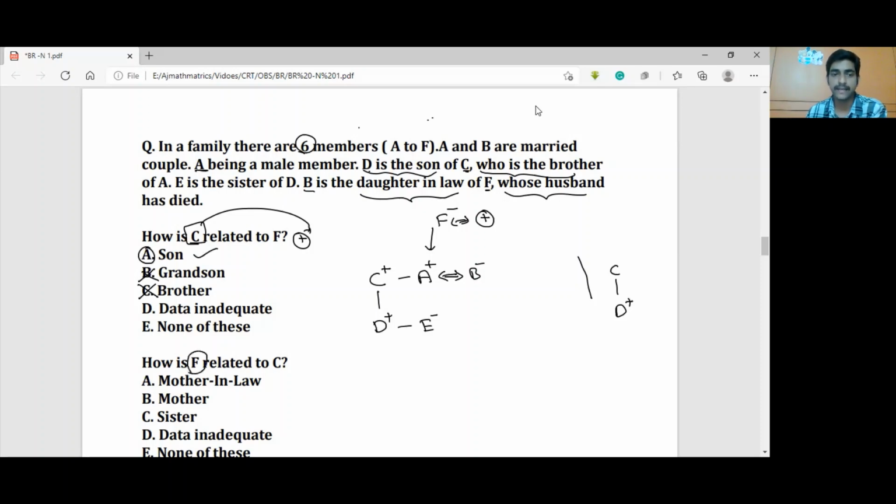Next, how is F related to C? This question depends on the gender of F. As F is a female, so female answers will come. And we know that C and A are siblings and C and A are children of F. So if A is the son of F, automatically C is the son and F is the mother. So F is the mother. That's the answer for the question. So hope you understand this one.